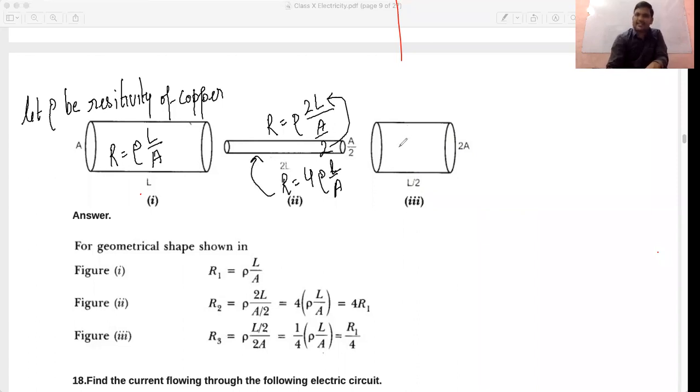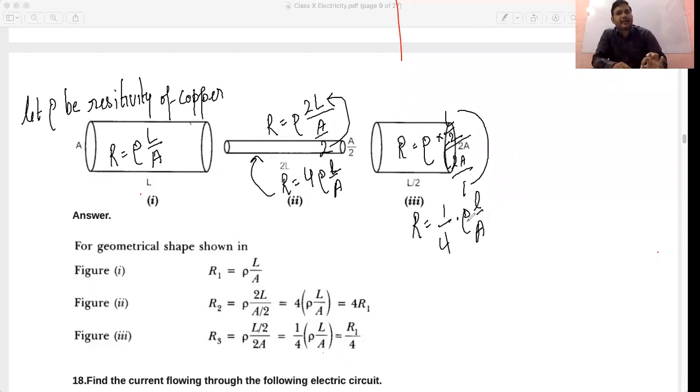And for this case, the resistance will be R equals rho, the length is L by 2, and the area is 2A. So it will be multiplied, and the resistance will become 1 by 4 times rho L by A. So in the second case, when the length is twice and the area is just half, the resistance is going to be high. Is it clear or not?